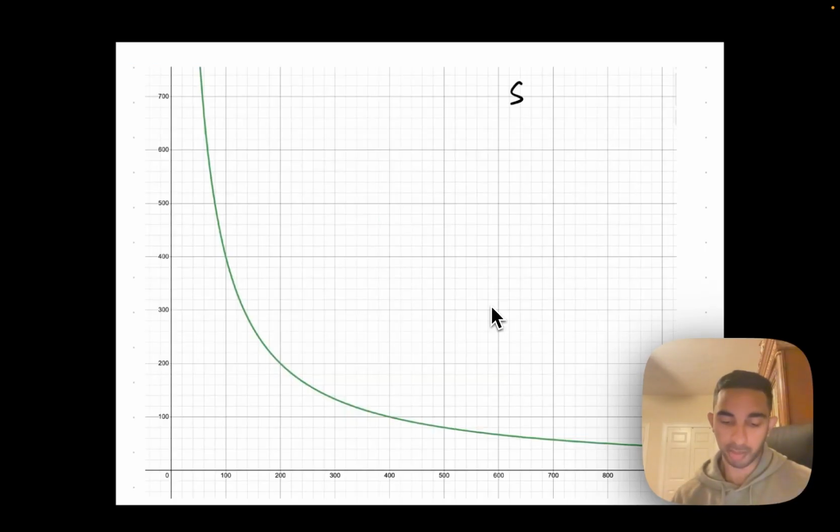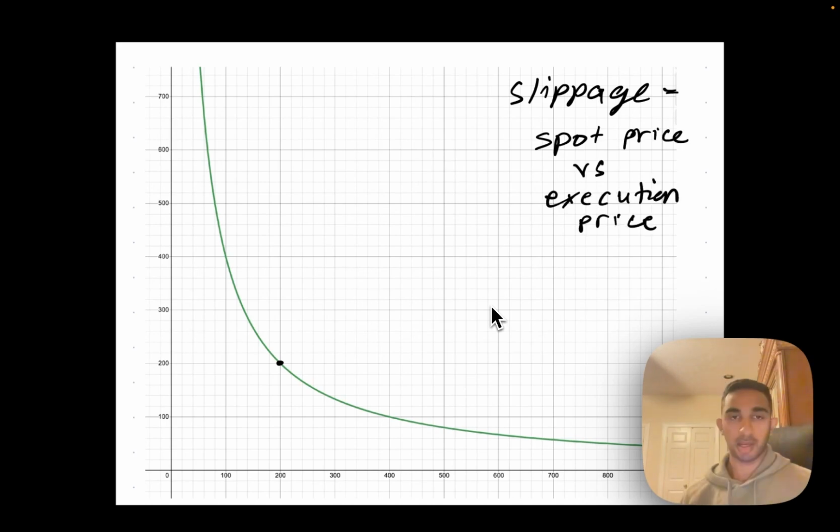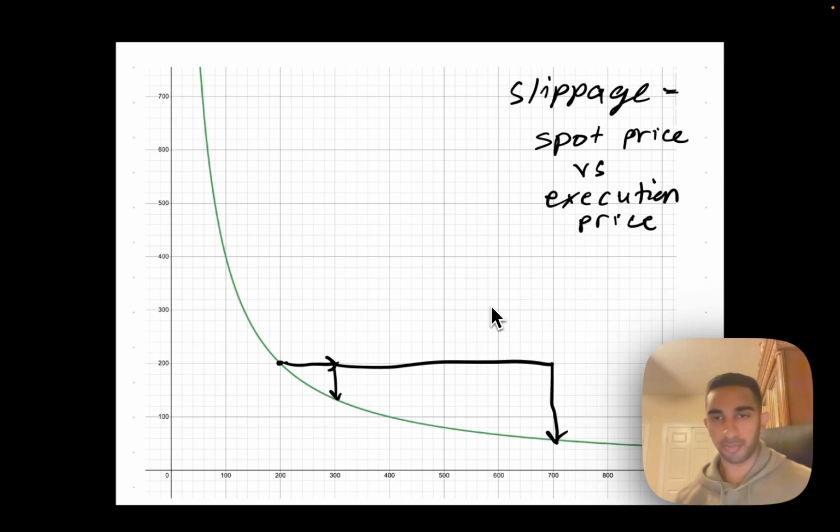So this concept is known as slippage. Slippage is the difference between the spot price, which is the ratio between the two reserves. So remember, it was at this point 200, 200, versus the actual execution price, which is the amount of output tokens you're getting based on how many input tokens you provided. And if we look at this curve, we can see the larger trade that we make, the larger the slippage. So if I make a really, really big trade, I'm getting less and less value out of my trade.